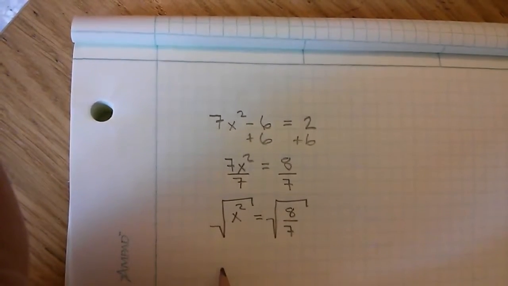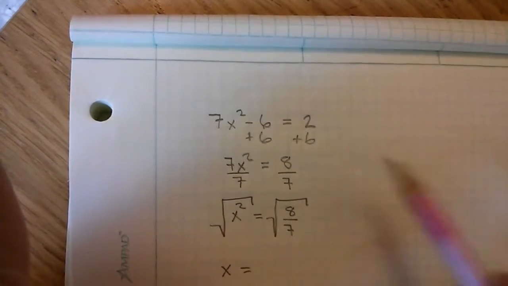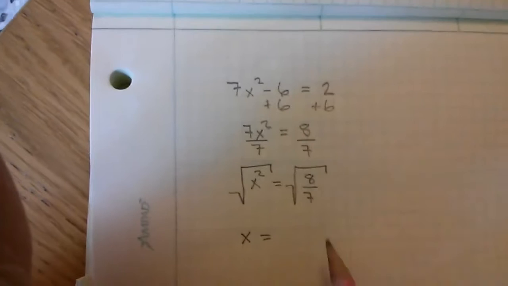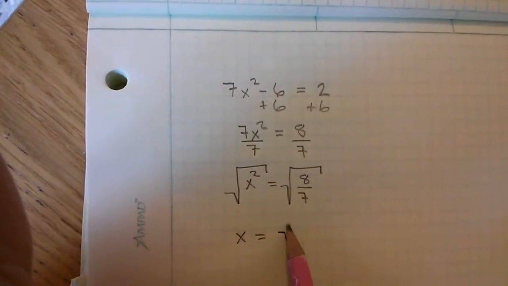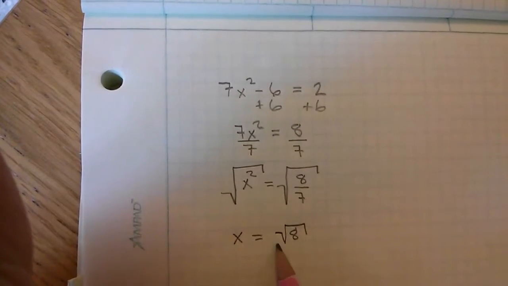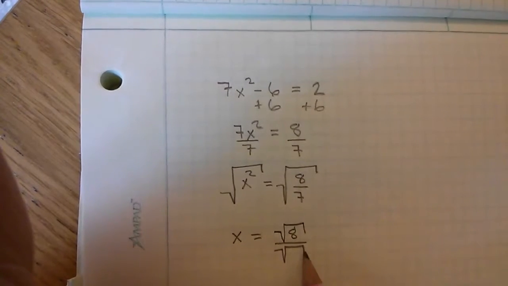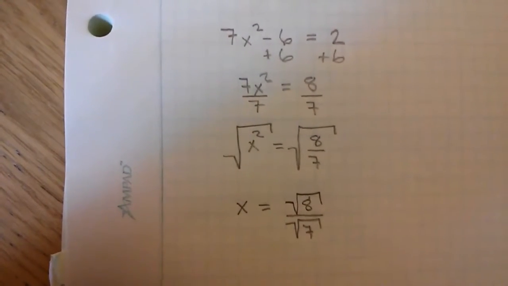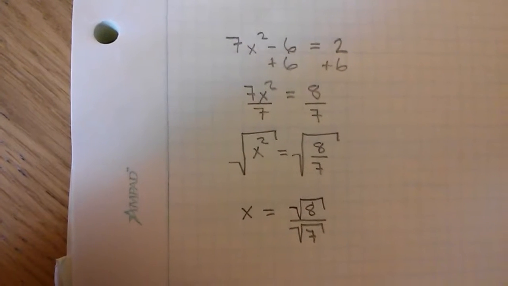Okay, and we're going to remember the rule that if I'm taking the square root of a fraction, both the numerator and denominator get that square root. So this would be the square root of 8 over the square root of 7. So square root of 7 down here in the denominator. We don't like square roots in the denominator, but I'm not going to even deal with that yet. I'm going to deal with the square root of 8 right now.